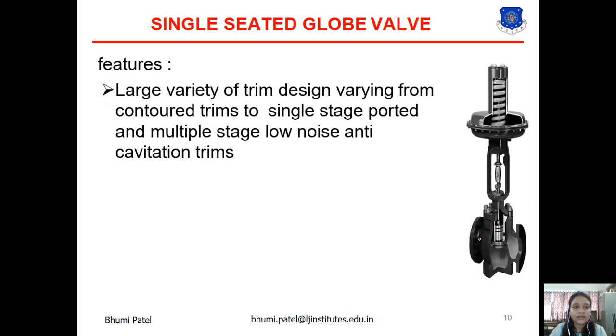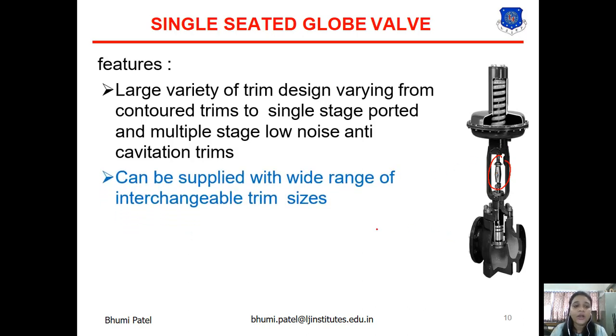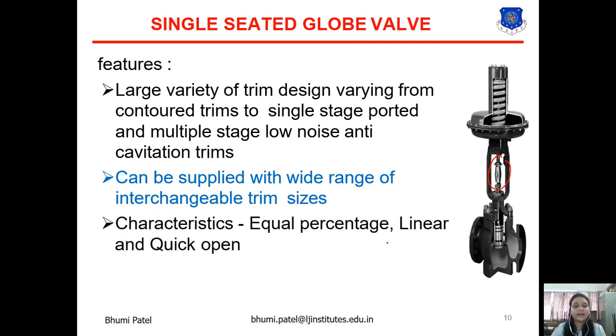Now in the single seated valve, again there is a large variety of trim designs, varying from contour trim to single stage ported and multi-stage low noise anti-cavitation trim. Here we can use different types of trim design or stem design for the single seated valve. Now it can be supplied with a wide range of interchangeable trim sizes. And the characteristics of the single seated valve are equal percentage, linear and quick opening.